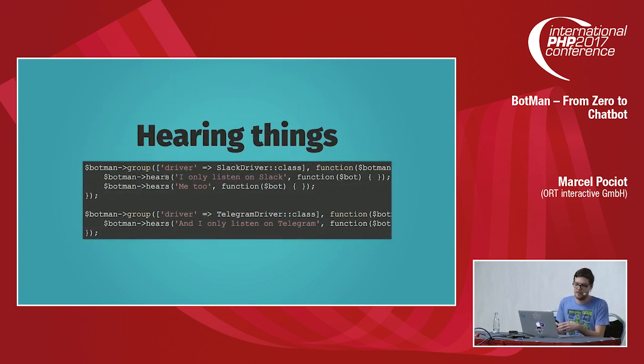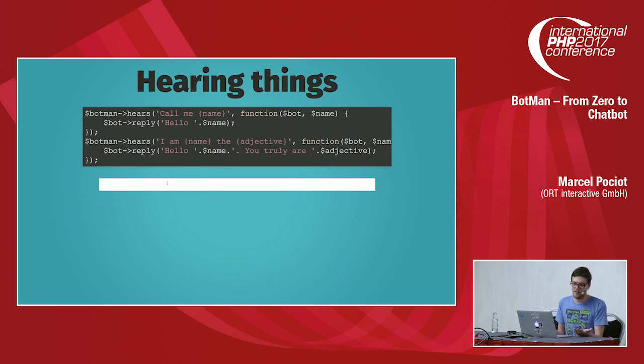Now, I said that you can use BotMan to have one code base for multiple drivers, but maybe you want to have different commands for Slack than for Telegram. For example, maybe the chatbot admins are only in Slack and the other users are in Telegram. Then you can use the group method with BotMan, give it the driver, and all these commands will only be available for Slack, and all these commands in this group will only be available for Telegram. So this is a nice way to structure your chatbot.